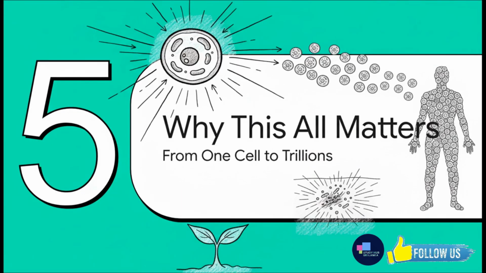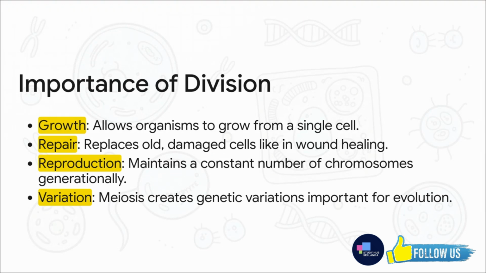So, why does all this matter? Why is it so important for you to know this? Well, understanding cell division helps us understand life itself. Think about it. Without mitosis, we couldn't grow or even heal from a simple cut. And without meiosis, well, the number of chromosomes would double with every single generation, and all that genetic variation that makes each of us unique just wouldn't be possible.